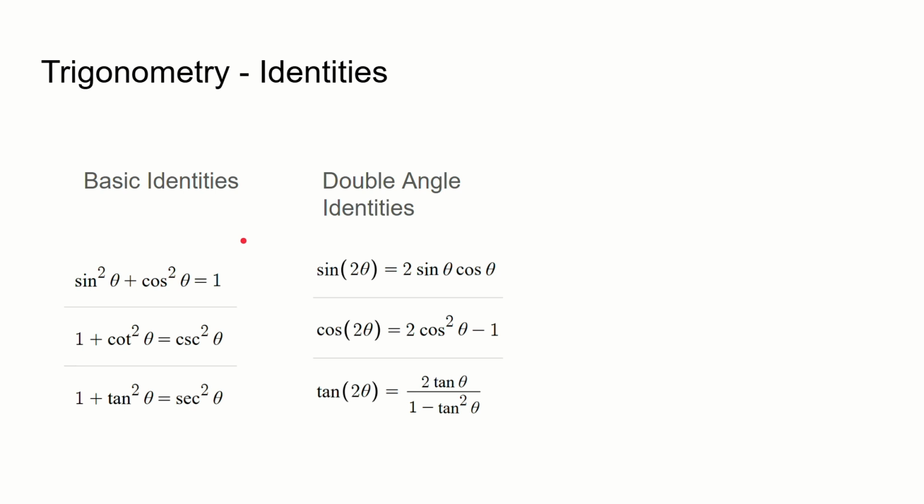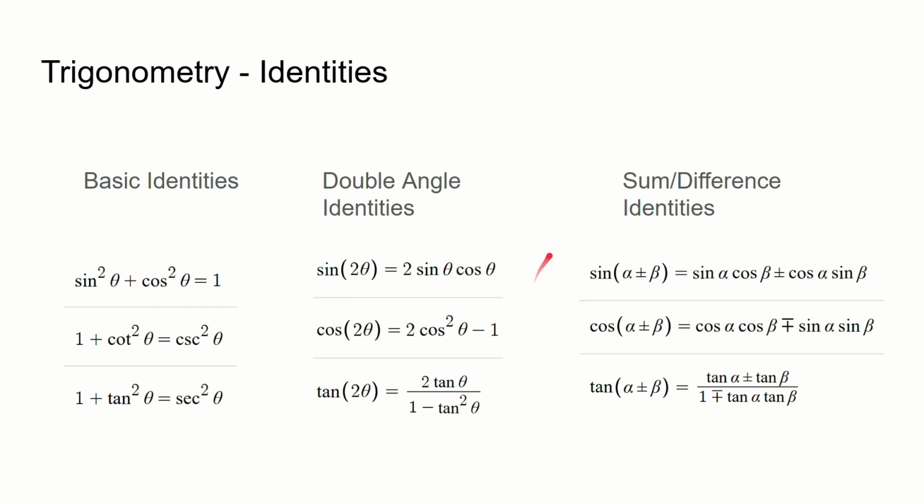Then there's double angle identities, where sine of 2 theta is equal to 2 sine of theta cosine of theta. This is useful if you want to relate different angles to each other. And there's also one for cosine and tangent, and they're called the double angle identities. And then there are also the sum and difference identities. Like the double angle, it's relating two different angles to each other. So let's say we had 15 degrees and another 15 degrees. Then we could find out what 30 degrees was.